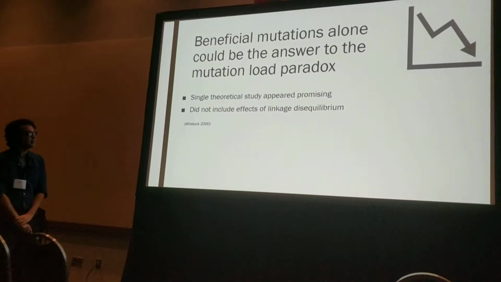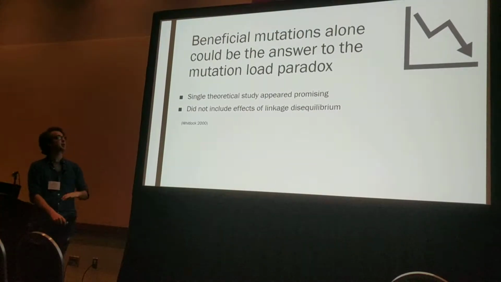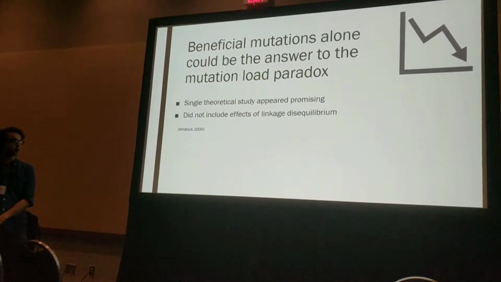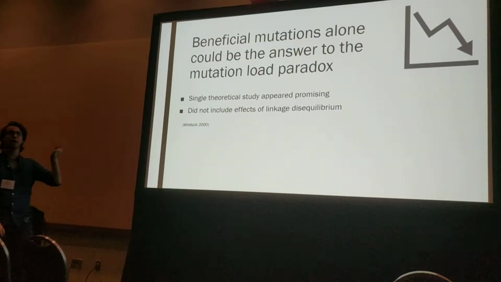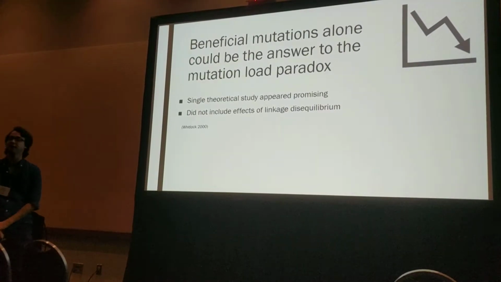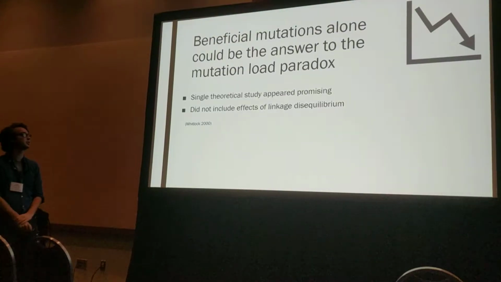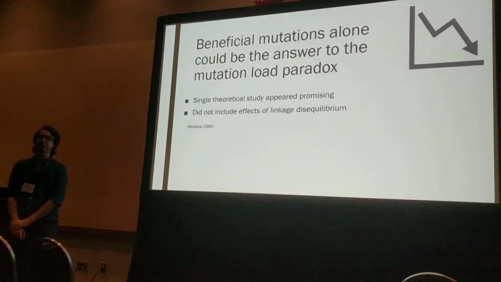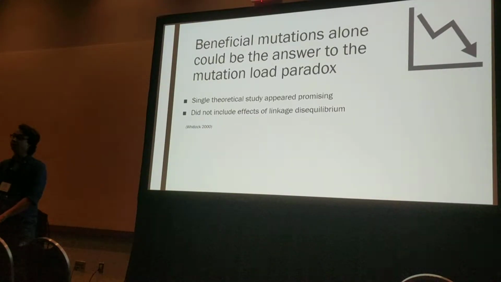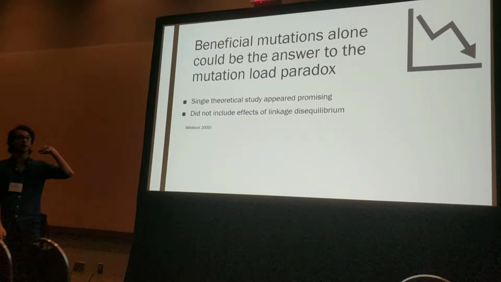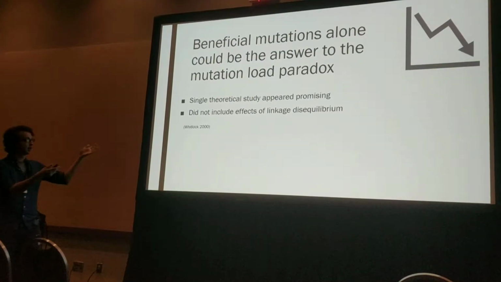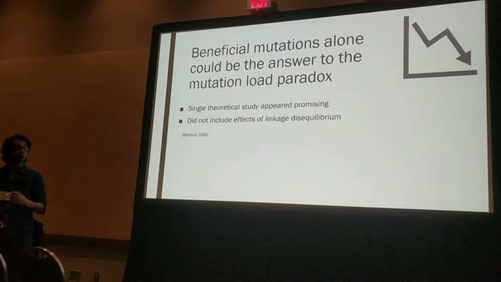I just want to point out, this has been studied a little bit before. There's a single theoretical study on this a while ago that appeared promising. It seemed to suggest that beneficial mutations could quite easily counteract the effects of accumulating deleterious mutations. However, it didn't include the effects of linkage or interference, which should be pretty severe and could really strongly degrade the ability of beneficial mutations to fix in the population. So we wanted to be able to include that.